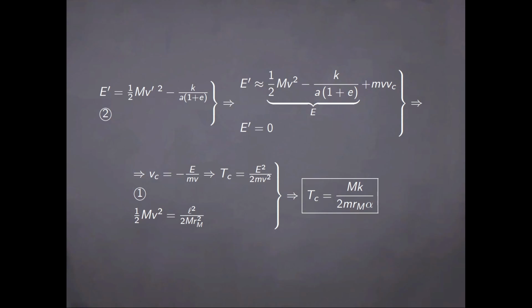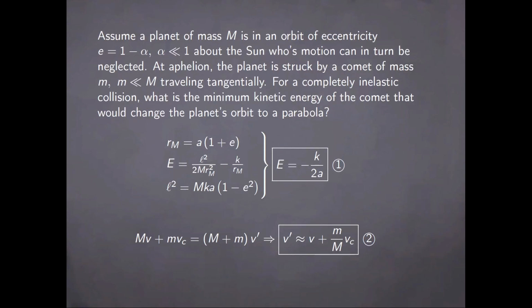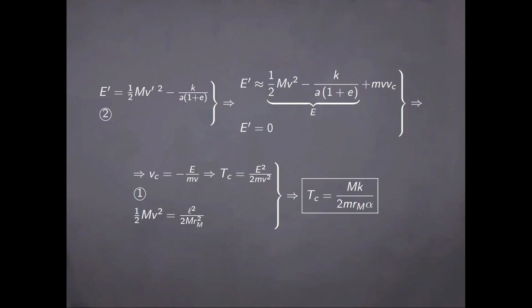Then we also use equation 1, which will tell us the value of E, and we will use the fact that at aphelion the motion of the planet is strictly angular. There is no change in the radius at aphelion, and putting these things together, it follows that the minimum kinetic energy of the comet has the expression given here in terms of the known constants provided by the problem.